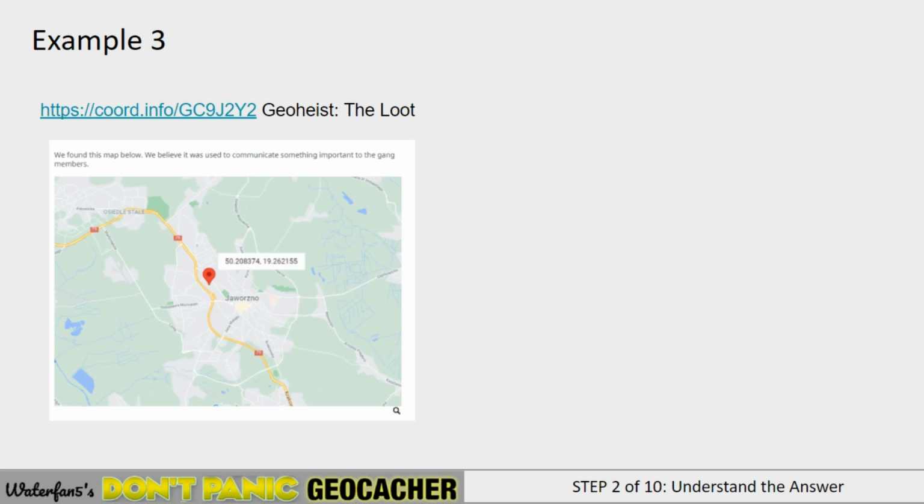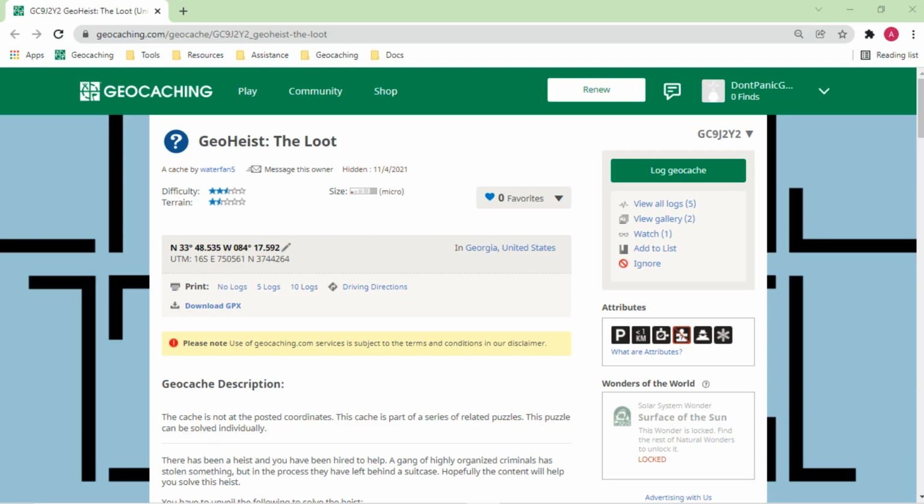The next example is an actual geocache that's out there, part of one of the series that I published, GeoHeist, and show how we can solve that one. So let's take a look at the cache page. This is GeoHeist Loot, and this is part of a series of 9 caches. 2.5 difficulty. We see there is not a field puzzle, so we know it's an actual mystery, and that there is a geochecker.